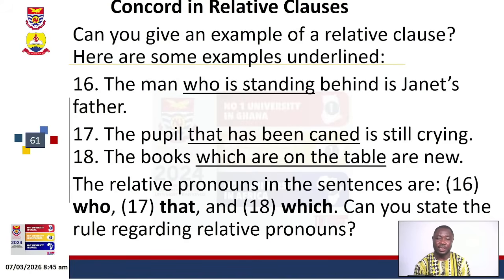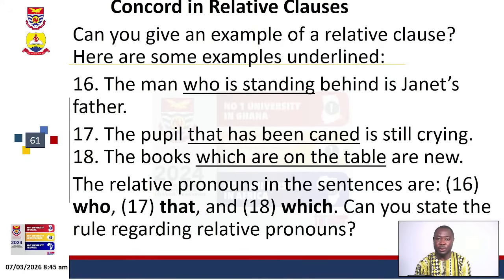So here, the man who is standing behind is Janet's father. The man who is standing behind is Janet's father. The people that has been caned is crying or still crying. The books which are on the table are new. The underlined structures who is standing behind and then that has been caned and which are on the table are called relative clauses. How do these behave in concord?